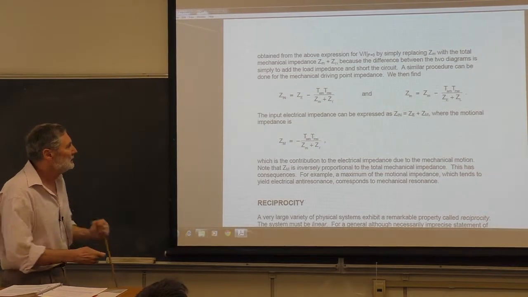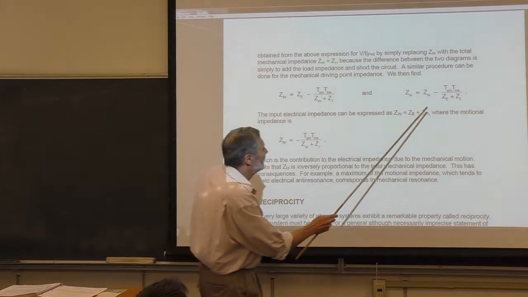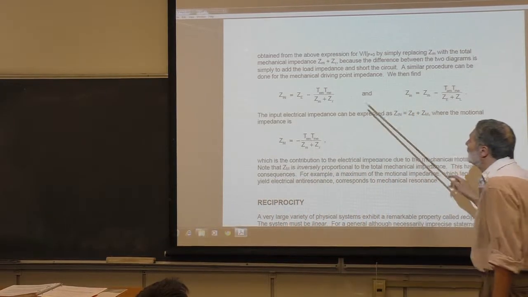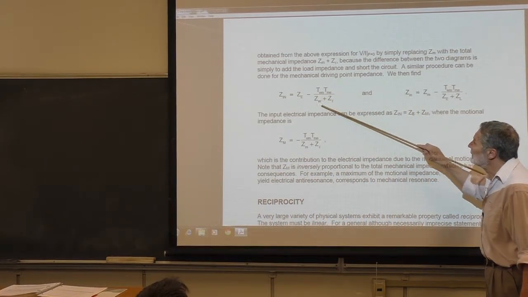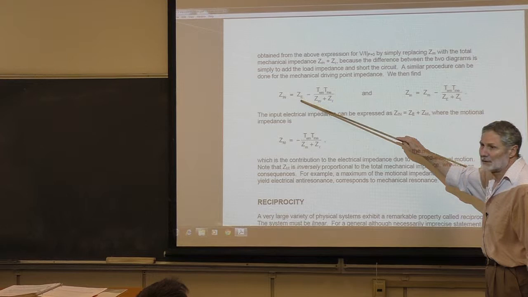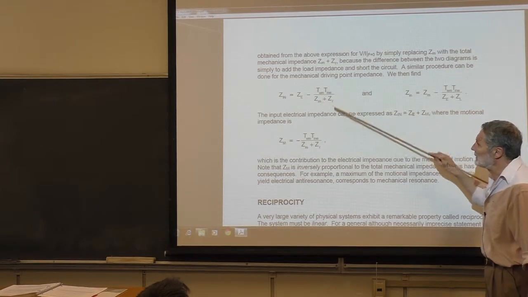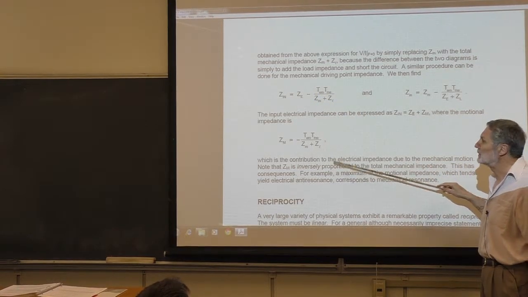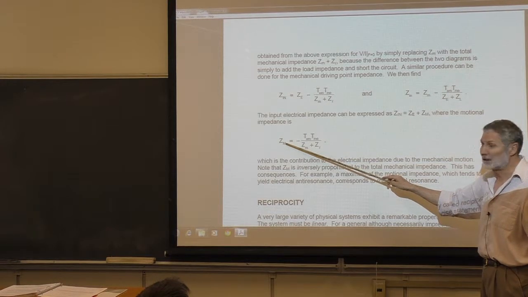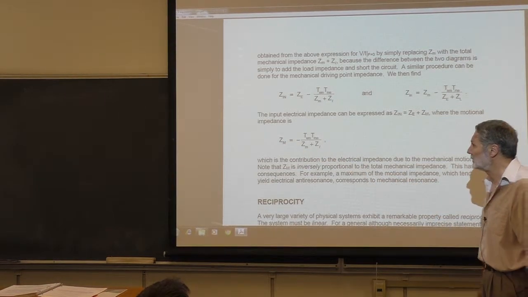Now, again, we identify here, remember this is the blocked electrical impedance. We identify this as the motional impedance. So it's got a capital M on it there. This is the motional impedance here.